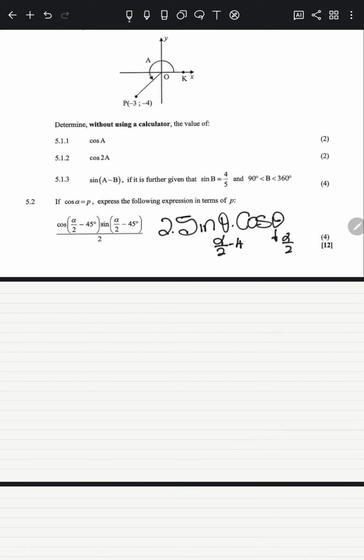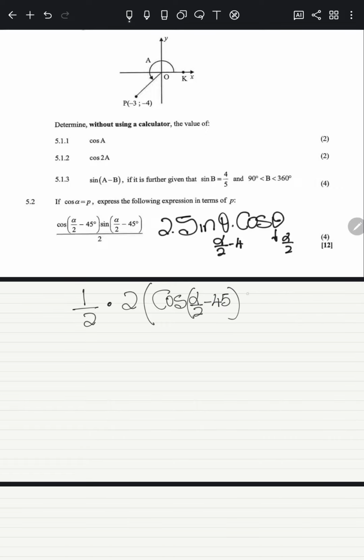So now what we are going to do is ask, how are we going to get the double angle there? For us to get the double angle, we can introduce the 2, or rather 1 over 2. So that is what we're going to do. We're going to say 1 over 2 multiplied by 2. Okay, 1 over 2 multiplied by 2 is still what? It's still 1. Therefore now I'm going to write it as cos, then alpha over 2 minus 45.